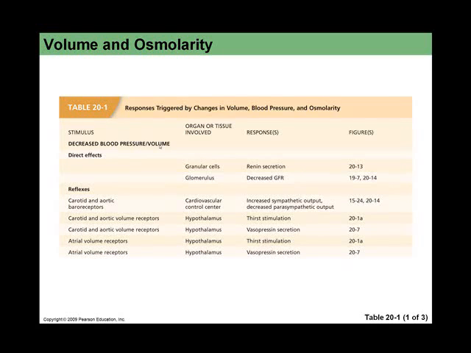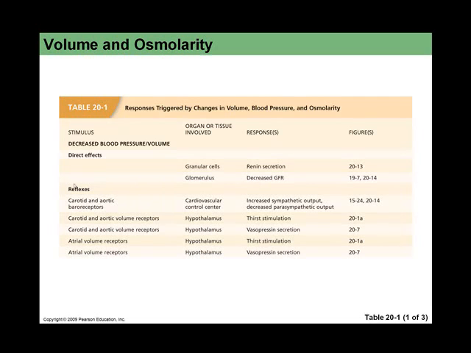So the decreased blood pressure and volume would have direct effects on the granular cells of the JG apparatus, the juxtaglomerular apparatus, to have a change in renin secretion, and then at the glomerulus we would see a decreased glomerular filtration rate. So the renin secretion would increase angiotensin II, would decrease the blood flow to the glomeruli, and bring about a decreased glomerular filtration rate.